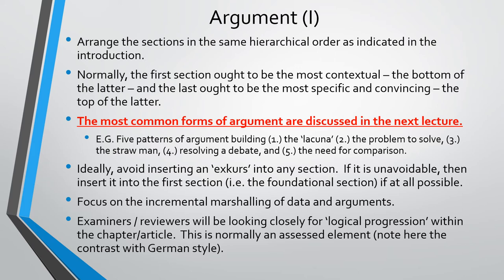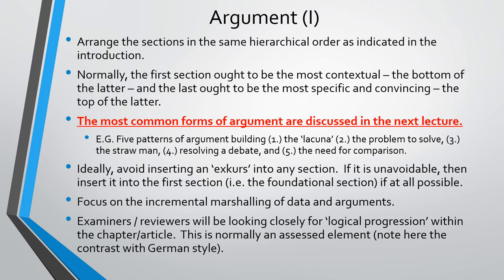Now, the argument, what is sometimes called the main body of the article or chapter, again, should be arranged in sections in the same order as indicated in the introduction. And note that I say here a hierarchical order, because normally the first section ought to be the most contextual, and it needs to be really the bottom rung of the ladder. The very last section in the body of your argument needs to be the most specific and ideally the most convincing. It needs to be the kind of ultimate proof that your argument is correct. The first is the foundation. The last section is the top of the ladder.